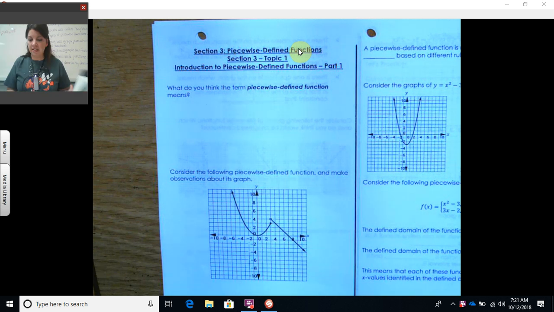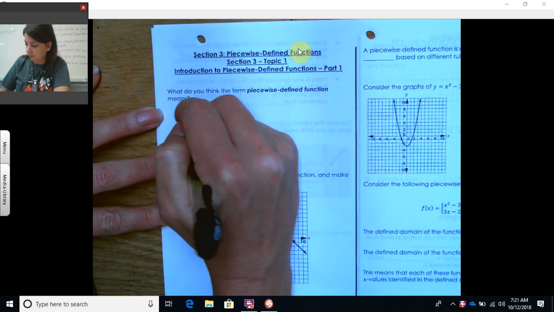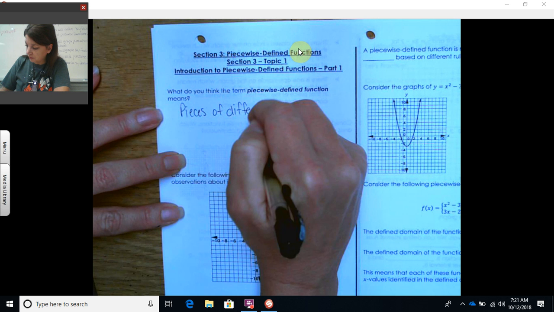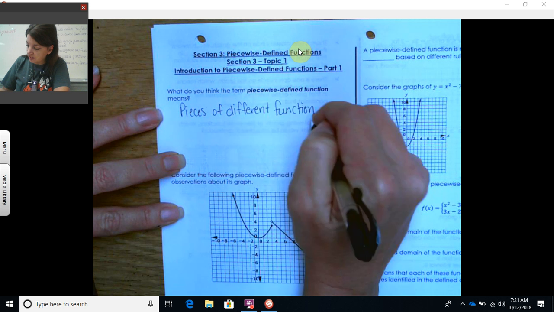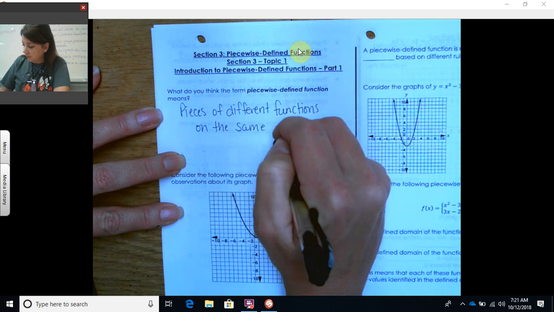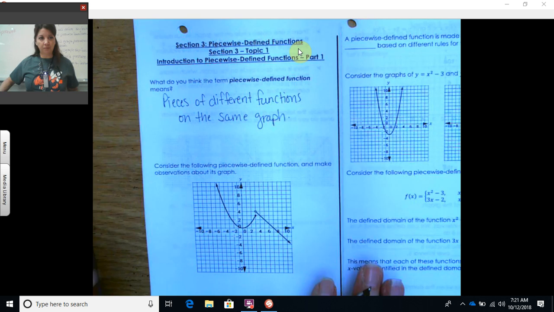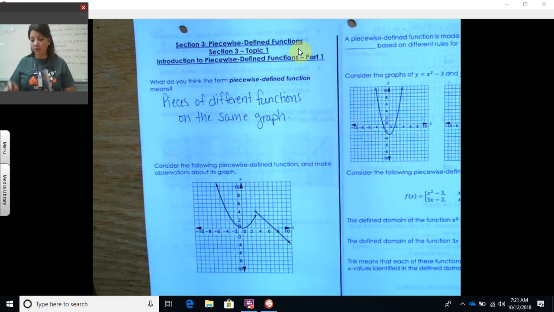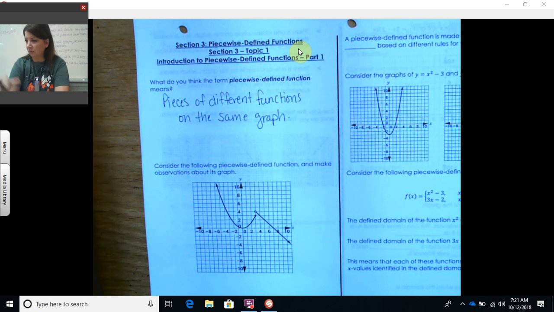Okay? Instead of just a quadratic function or just a linear function, it's pieces of different functions on the same graph. Now, a lot of what we're going to be talking about today, we learned different parts of it when we talked about what our domain and range are doing, describing the end behavior, that kind of stuff. So a lot of this stuff you're already familiar with, okay?